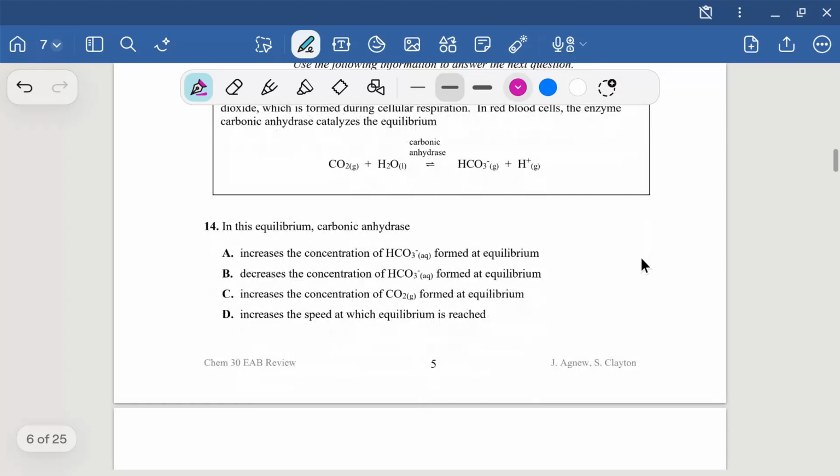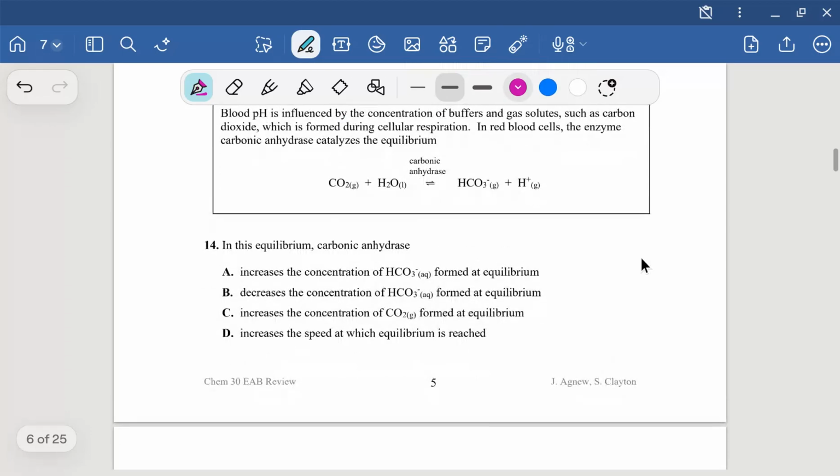Moving on, we have information about a system in equilibrium, and then we have this carbonic anhydrase above, and it's asking in this system, what does that do? It is acting as a catalyst, and in an equilibrium system, it just helps you reach equilibrium faster.